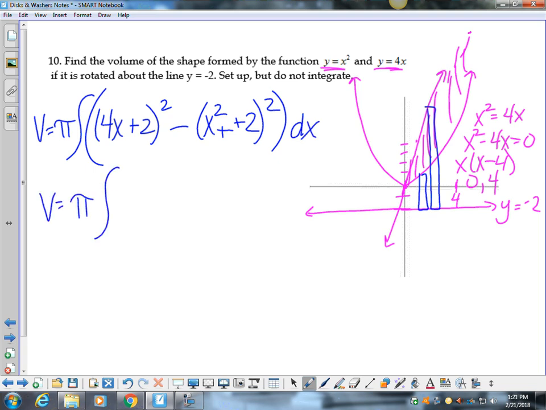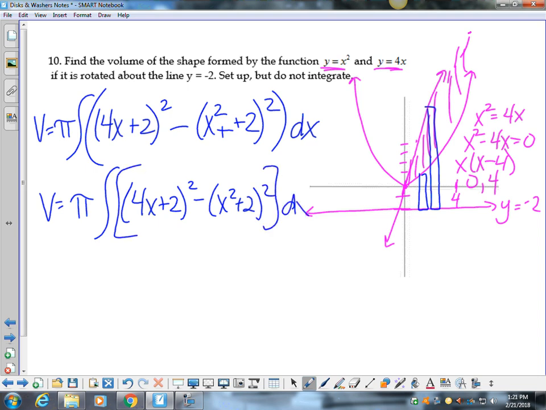So if I were to clean this up, you really don't even have to simplify this out. Plus 2 squared minus x squared plus 2. Like you literally don't have to do anything. I need my integral though. What did we say? 0 to 4? Like that's it. You don't have to run that negative through. You don't have to do anything. It just said set it up. So that's it. That's as far as you have to go.